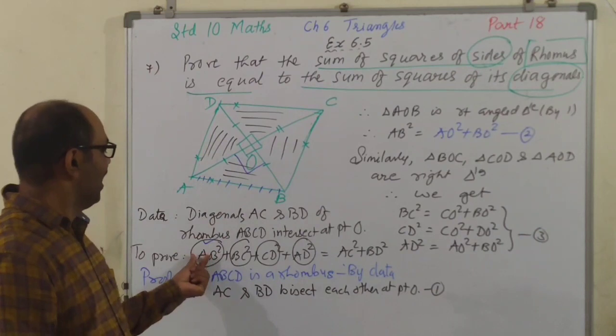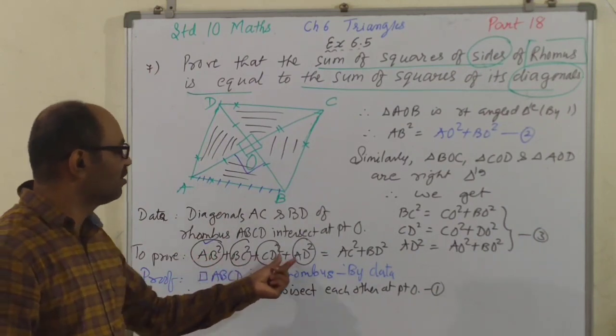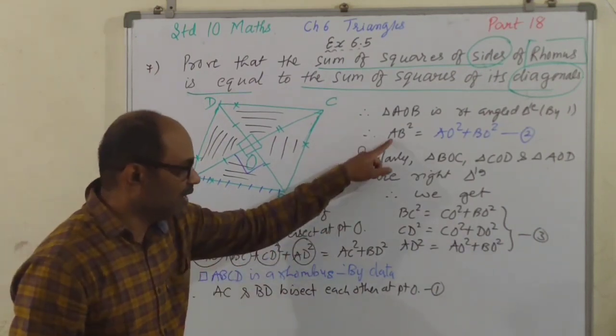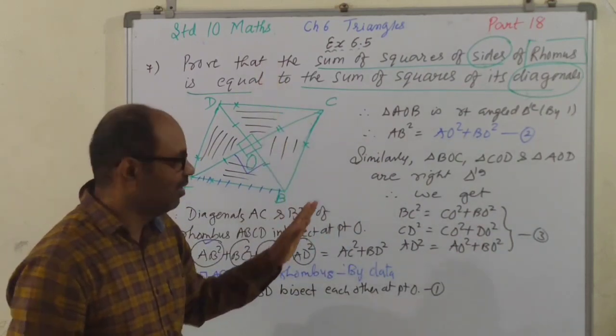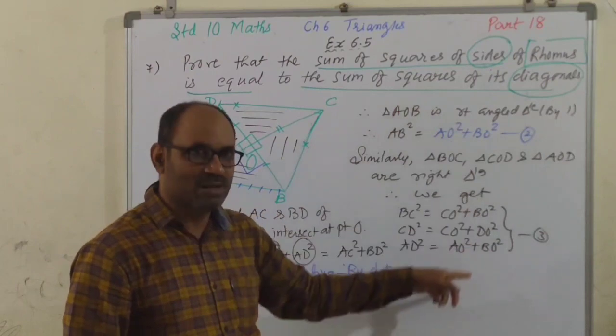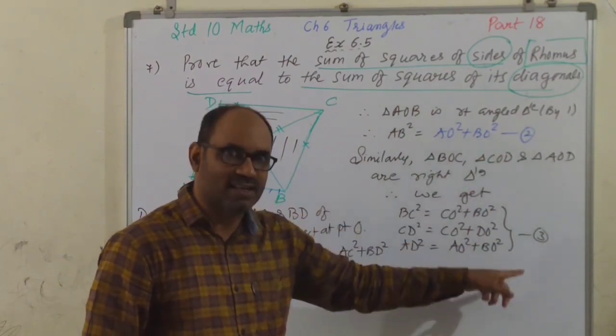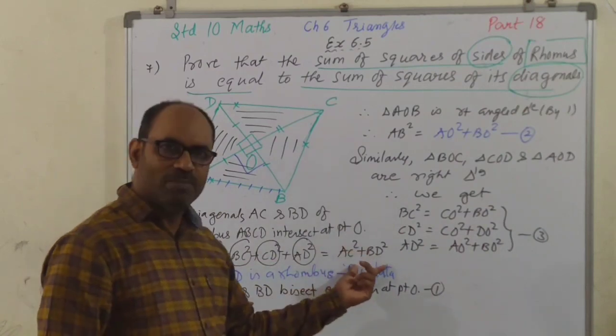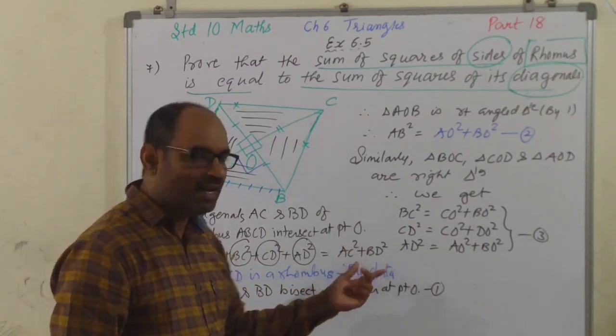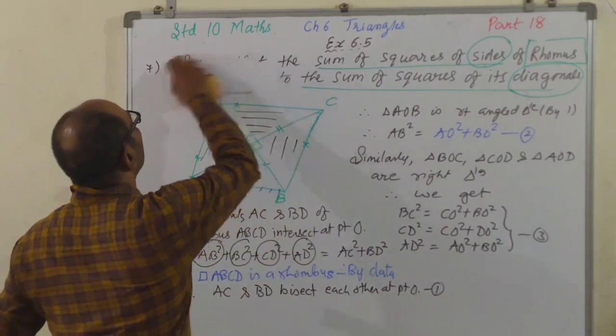So, as I said, you will have AB square, BC square, CD square, AD square in parts. So by using Euclid's property, sum of left hand sides is equal to sum of right hand sides, using results 2 and 3. So at least you will get your left hand side. Let's see what we get.